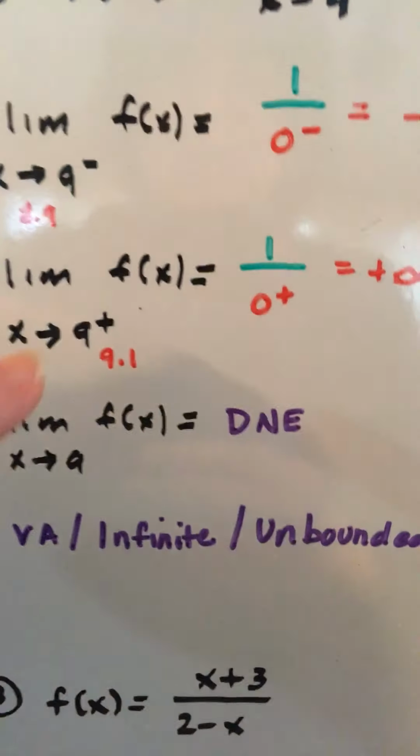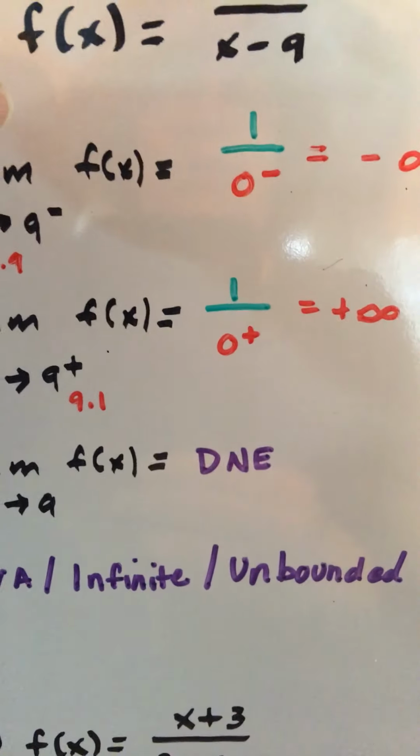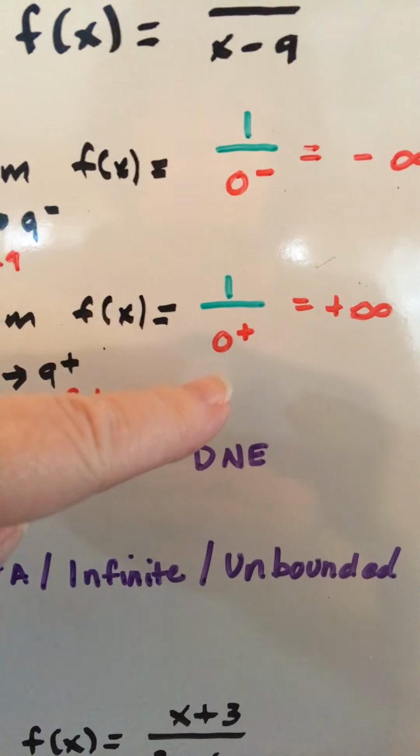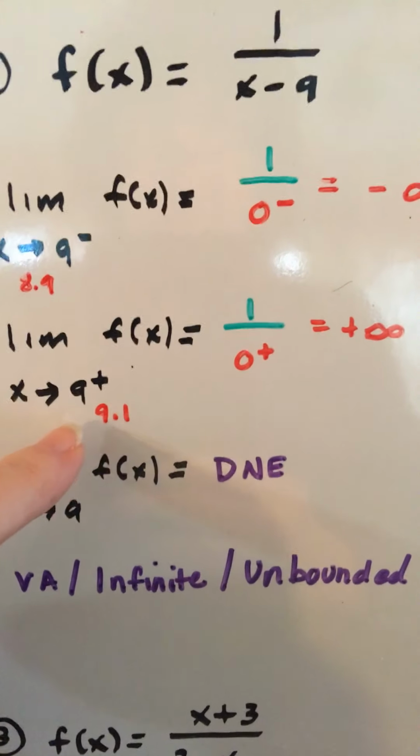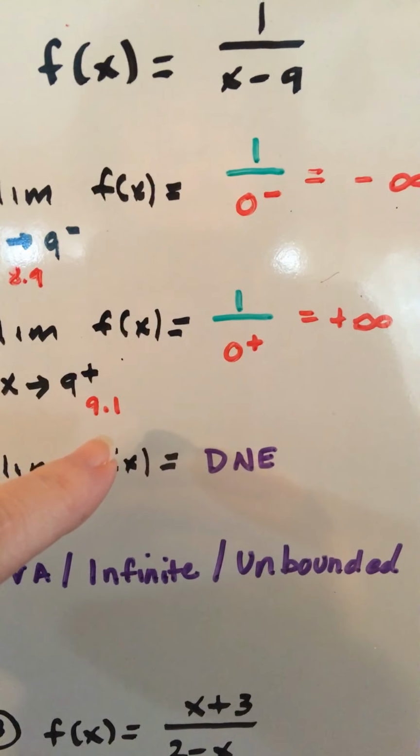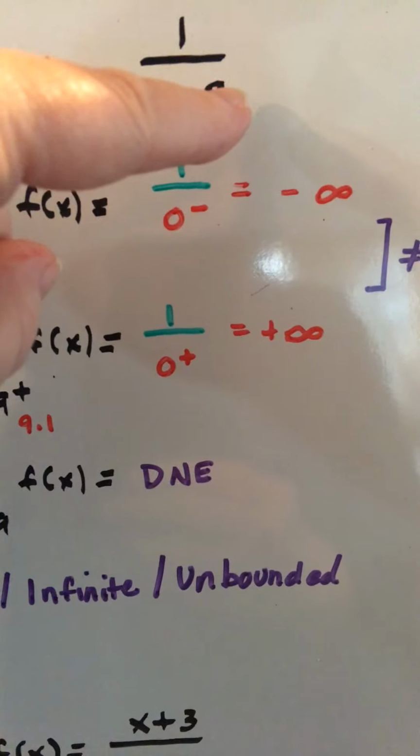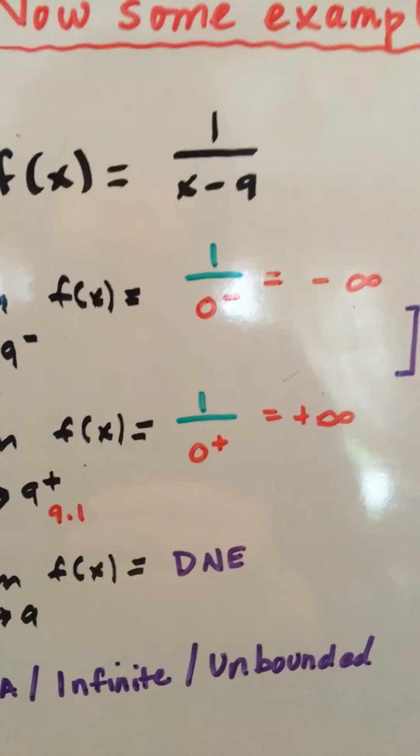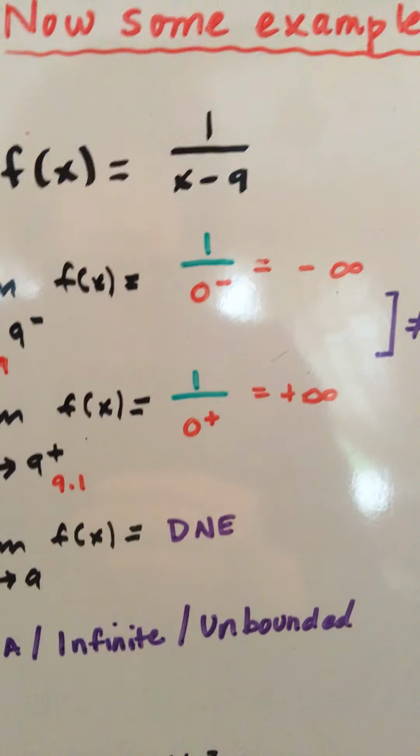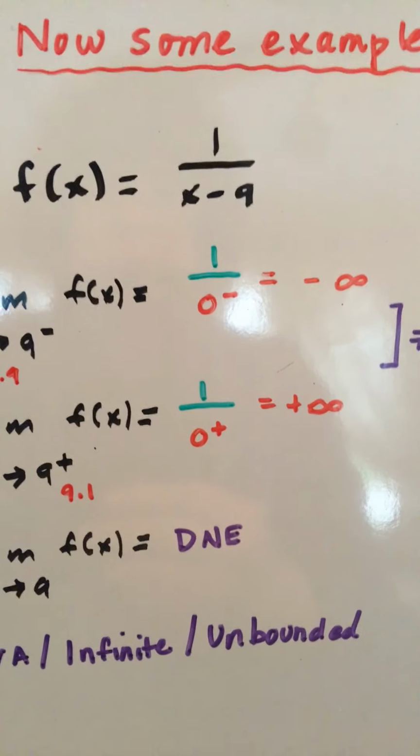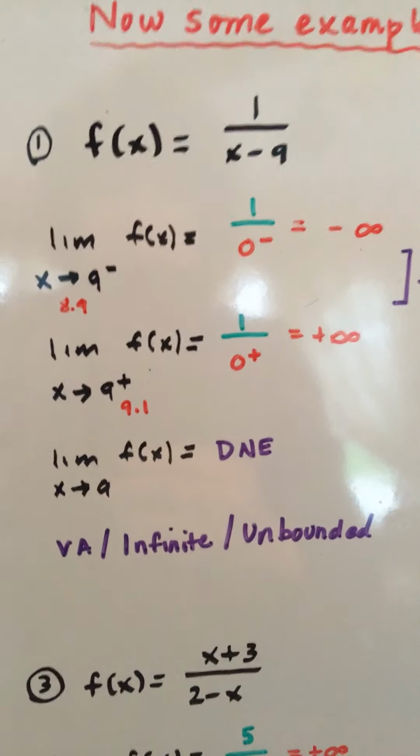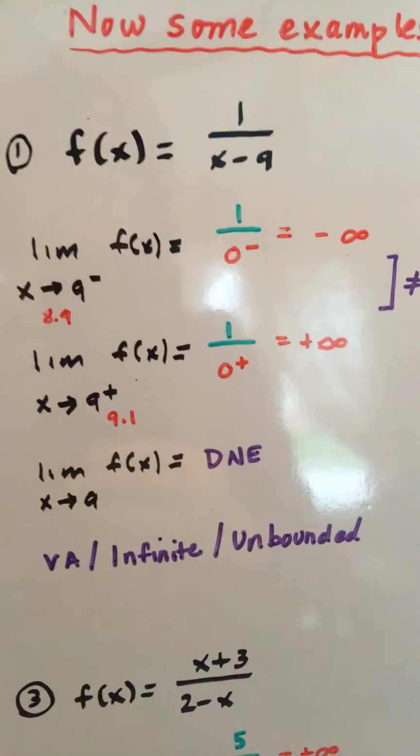So for the next one, it says 9 from the right. The first thing I do is substitute in the 9. 1 over 0. Now the second thing I do is say 9.1. 9.1 minus 9 gives me a positive. So notice I don't get 0 negative or 0 positive immediately. I get the 0, then I determine the negative or positive. These are not equal, so it's D and E. And it's a vertical asymptote, it's infinite, it's unbounded.